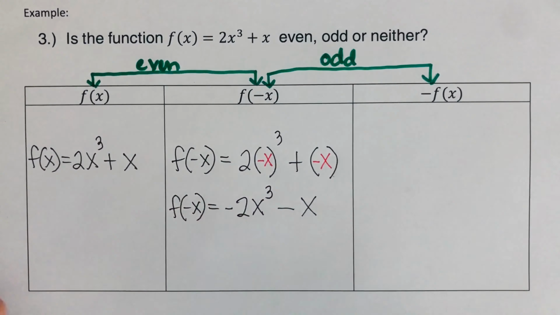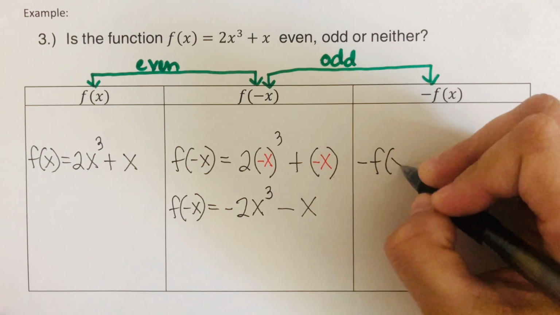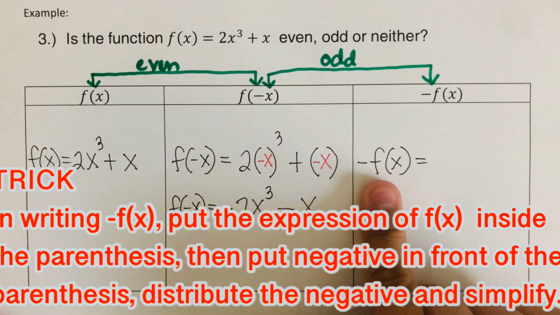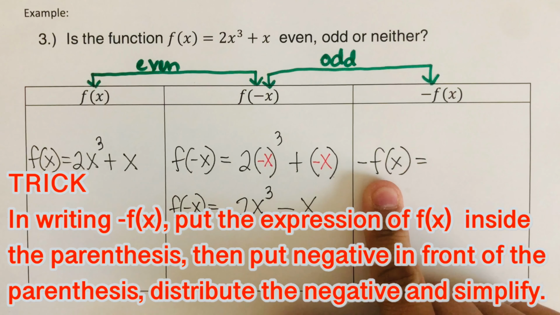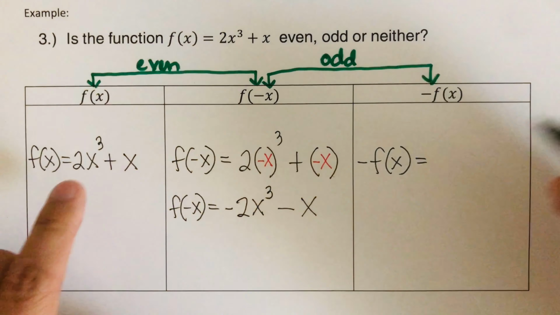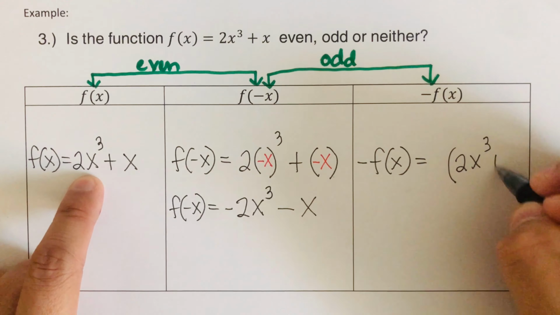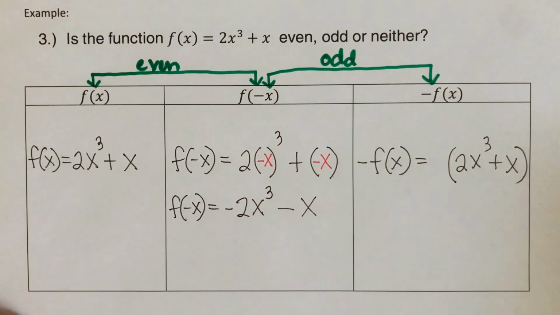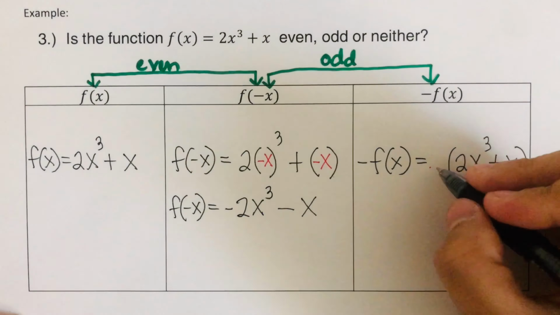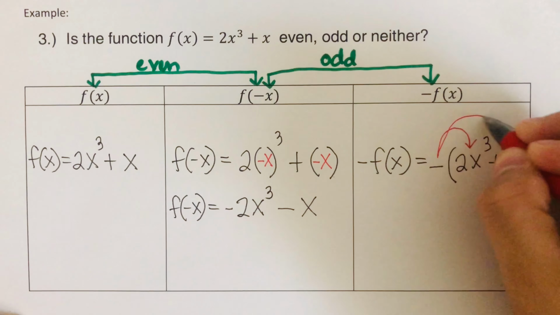Now let's test if it's odd. In order to do that, we're going to write the negative f of x. Again, the trick in order to write the negative f of x is to put this expression of f of x, which is 2x cubed plus x, inside the parentheses, then put a negative in front of the parentheses and distribute the negative and simplify. So I'm going to rewrite it over here. That would be 2x cubed plus x. And then I will put a negative in front of it. And then I will distribute this negative to each of the terms inside the parentheses.